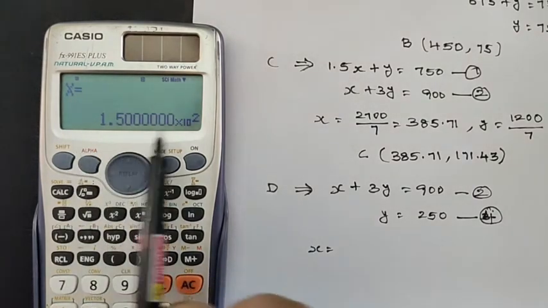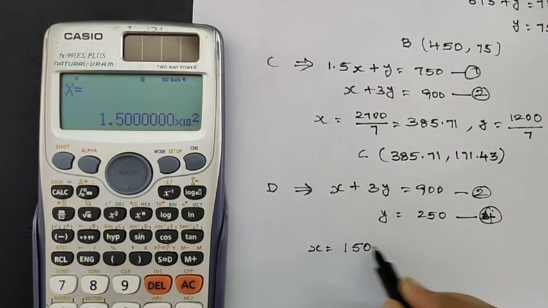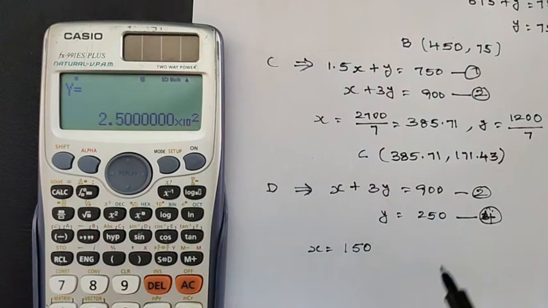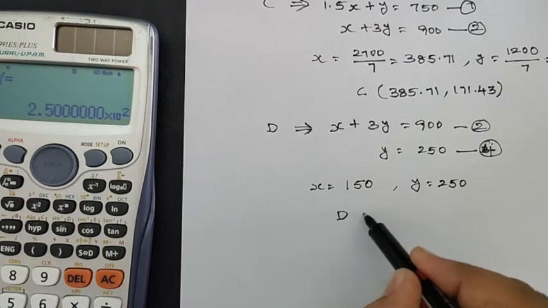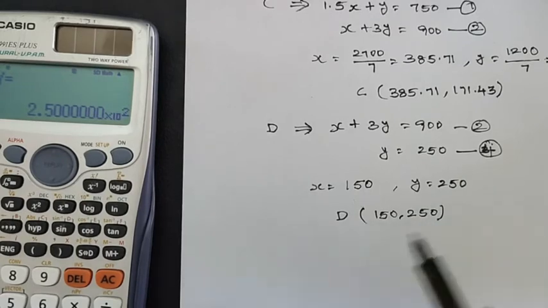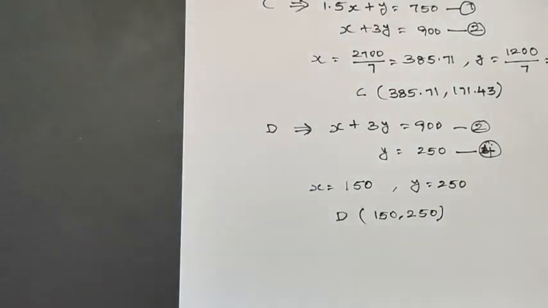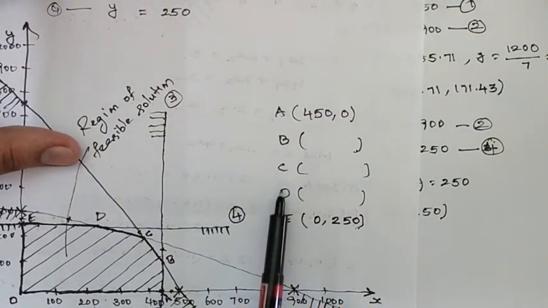Then what is the value of x? You got 1.5 into 10 square, means x is equals to 150. We got, right? Then what is the value of y? Again press equals, 2.5 into 10 square means 250. Same, right? So here y is 250, we already know. So now if you write that in terms of vertices, x value 150, y value 250, right? Now we got the vertices of all the points. A, E we already know, now we calculated B, C, D.